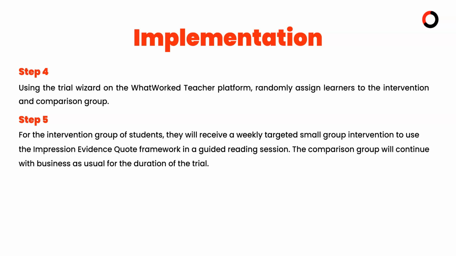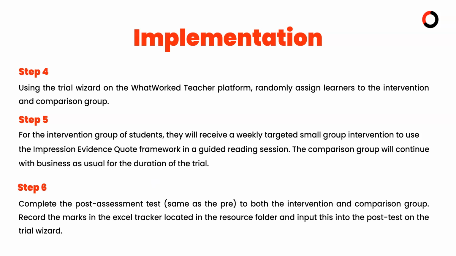Step 5. The intervention group of students will receive at least a weekly targeted small group intervention to use the impression evidence quote framework in a guided reading session. The comparison group will continue with business as usual for the duration of the trial. Step 6. Complete the post-assessment test, which is the same as the pre, with both the intervention and the comparison group. Record the marks in the Excel tracker and then input the scores into the post-test on the trial wizard. You will then complete a short process evaluation survey and then click Analyze to generate your impact report.